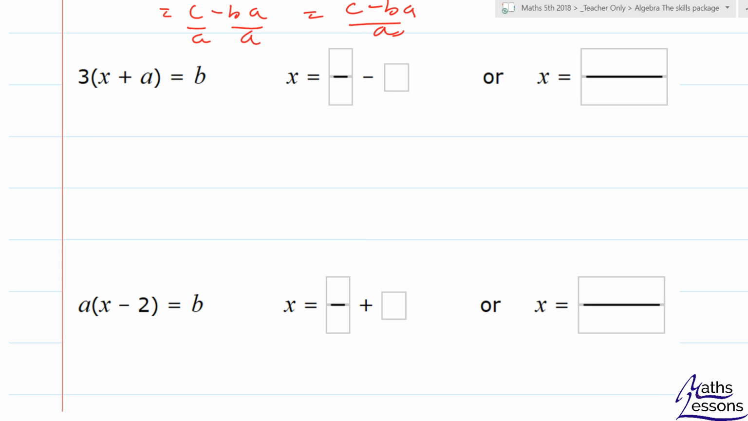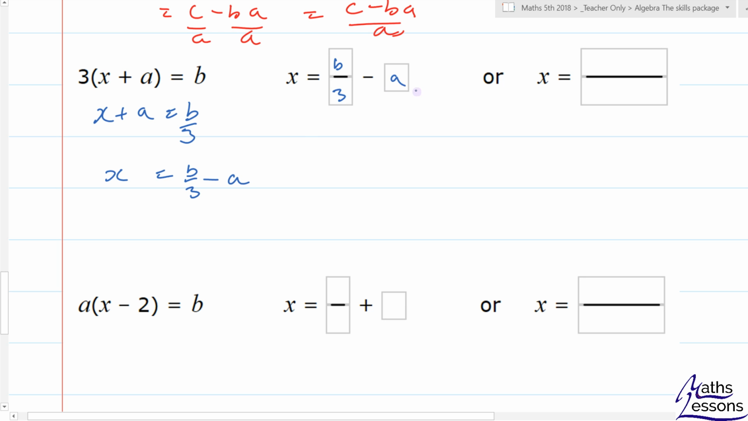Okay, hope that was enough time. So let's do this one. We'll go for the first way. So we divide throughout by 3, and we take away a. Remember the next way was to multiply out the brackets. So I get 3x plus 3a equals b. I take away 3a from both sides, and I get 3x equals b minus 3a. Then I divide both sides by 3, so x equals b minus 3a over 3.